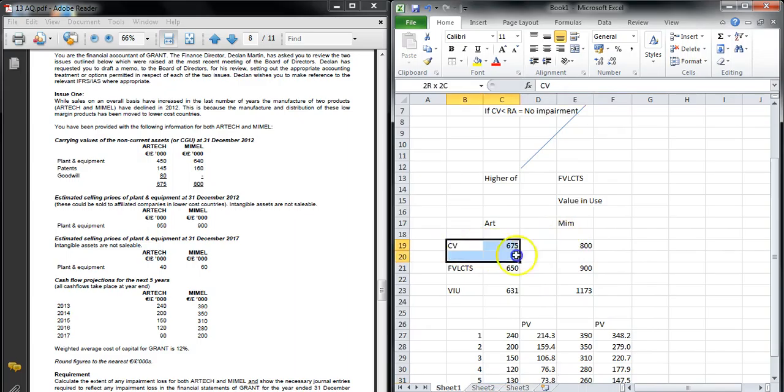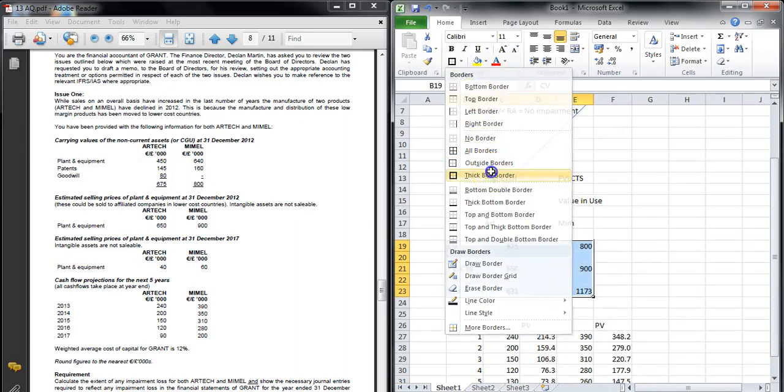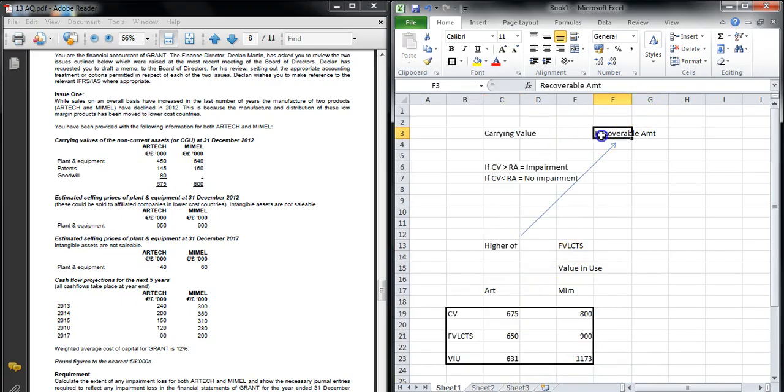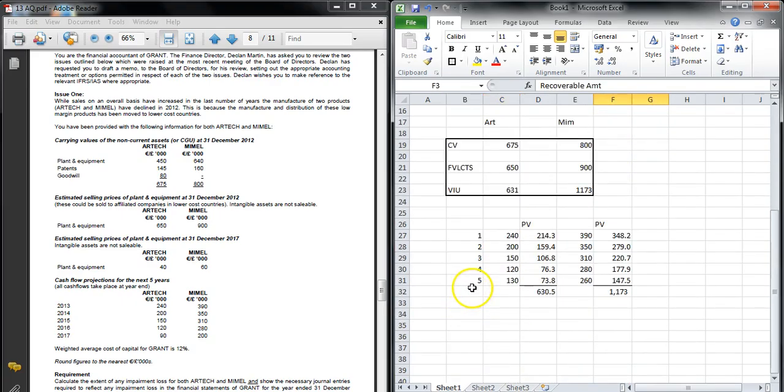So we now have what we need in terms of the 3 different sources of information. We first need to figure out, what is our recoverable amount? The recoverable amount, which we can bring down here, for Artec will be the higher of its value in use and its fair value less cost to sell. Therefore, in this case, the recoverable amount will be 650. So it's the higher of the two. Likewise, for MIML, it'll actually be the value in use, 1173, because again, you're taking the higher of the two.